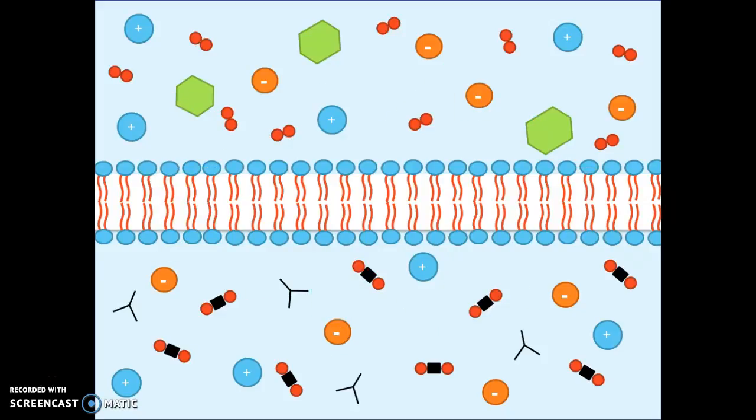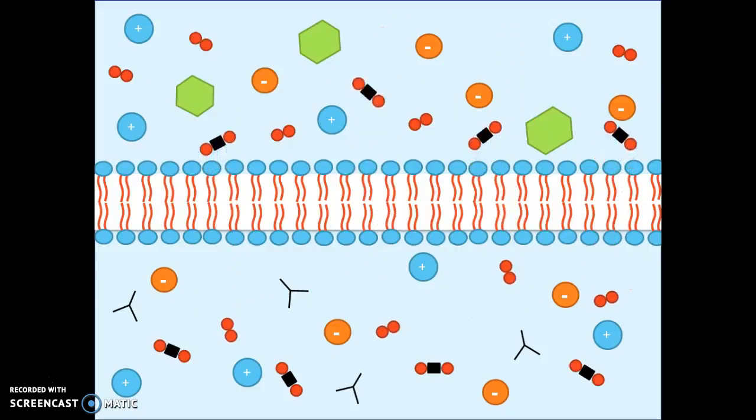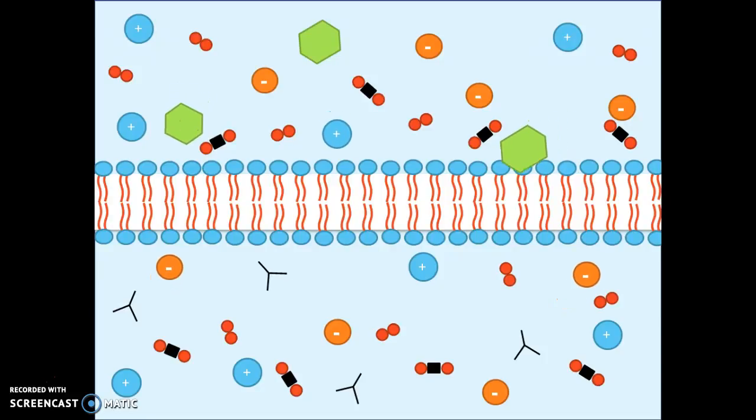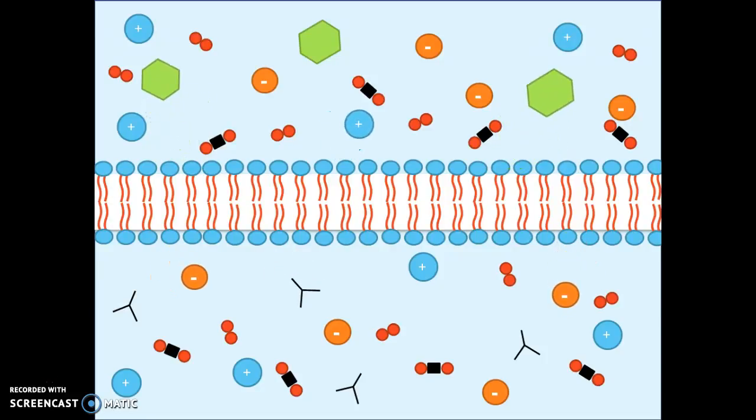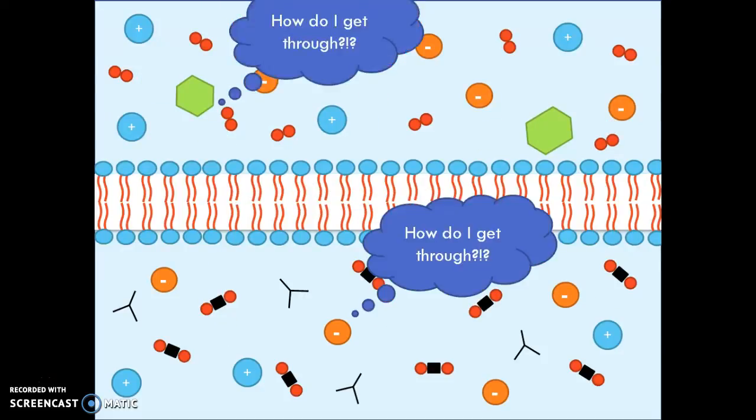Now, some of the materials can move freely because they are small and nonpolar, just like the nonpolar region of the inner part of the membrane. While some particles that are too large or have a charge cannot get through that middle portion that is hydrophobic. So we call our membrane semi-permeable. Some stuff can get in and out and some stuff can't. But we need a way for these larger molecules or these charged molecules to get through.